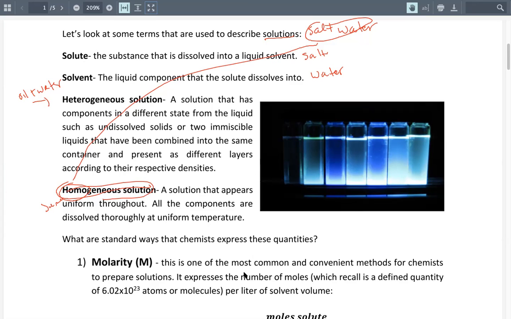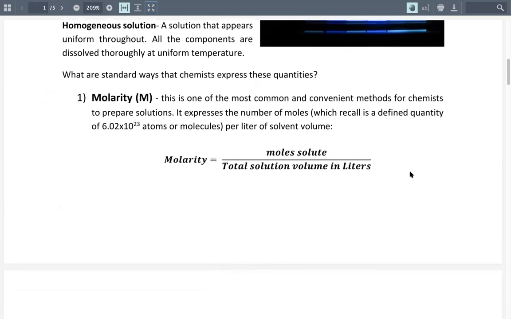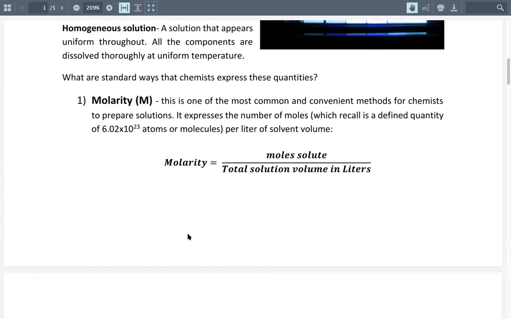All right, so how do we measure these quantities? We measure how much solute is in a solvent with this term down here, molarity. I'm just going to scroll down so that we have this equation. This is the equation that we're going to be working with today, the molarity equation. You can see that molarity is moles of solute divided by the total solution volume in liters.